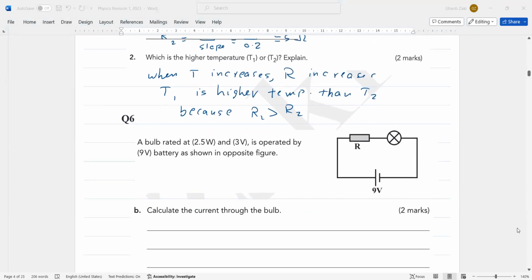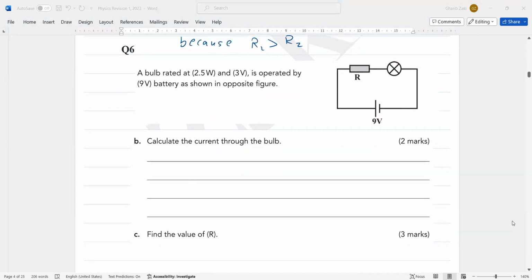Now, next question, question number 6. Remember, I will send this file as a PDF after the lesson. So don't worry, just use your hand and a pen to solve. Start to solve question number 6, please.